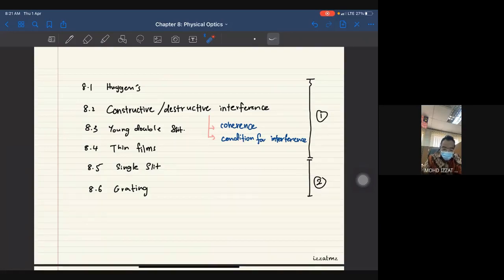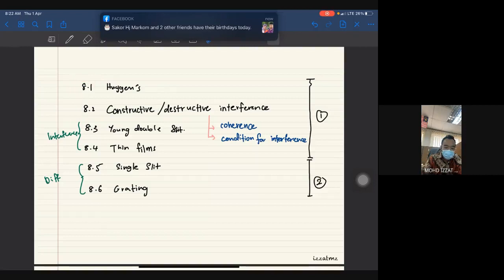So for today, hopefully we can cover from Huygens up until thin films. So we learn about Huygens principle, about constructive and destructive interference, how does it work, and then about Young double slit, as well as thin film. These two is basically discussion on interference, and these two is about diffraction. So we will learn about the principle of interference and how the wave actually move first, and then afterwards we go through the phenomena of interference.